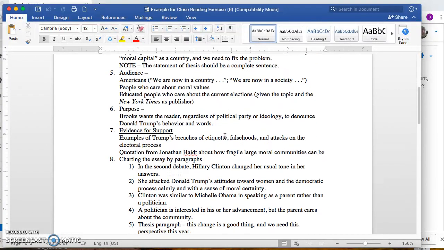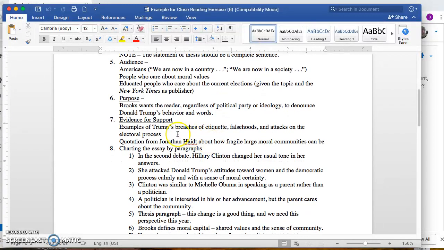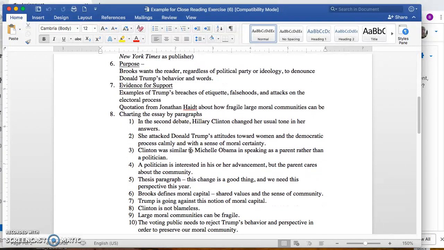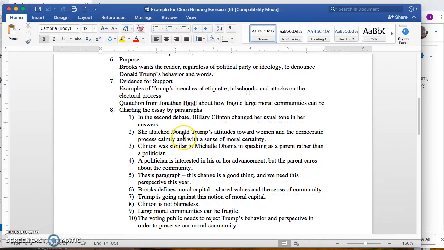Purpose, what does he want us to do? He wants us to denounce, I'm sorry, Donald Trump's behavior and words. I guess for this one we've got a very biased point of view, so my apologies to anybody who disagrees with it, but I'm trying to be objective here. Evidence to support, and then examples, and then a quotation here. Then I have basically charted out the essay by paragraphs. What is he saying in each paragraph? That's all I'm expecting of you.